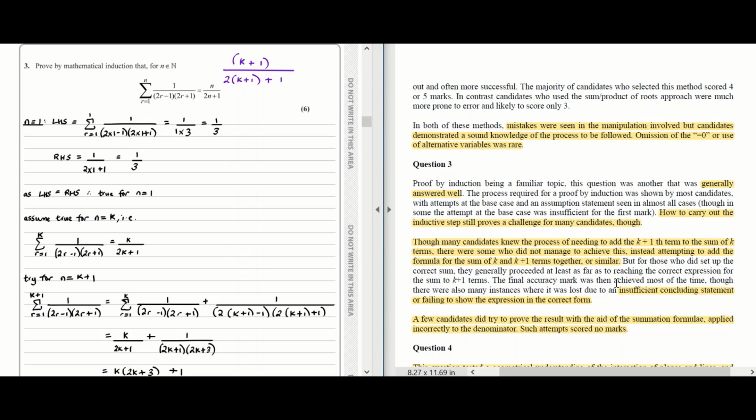The final accuracy was then achieved most of the time, well done. Although there were many instances where it was lost due to an insufficient concluding statement or failing to show the expression in the exact form. A few candidates did try to prove the result with the aid of the summation formula applied incorrectly to the denominator. Such attempts scored no marks.